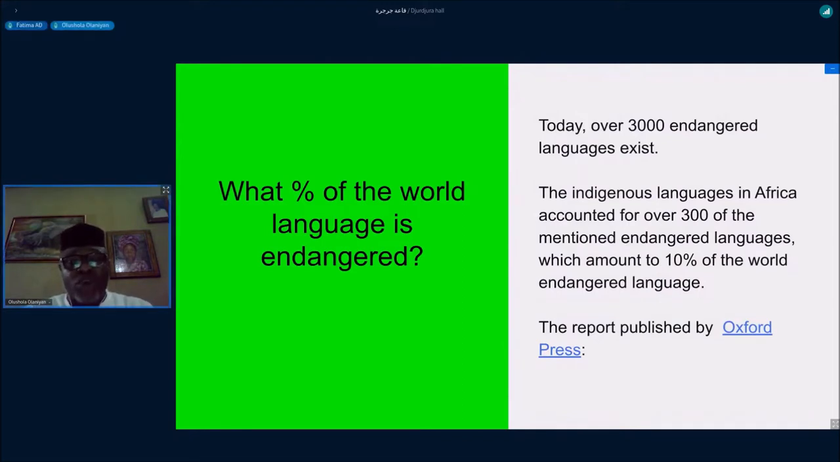We need to ask ourselves, what percentage of the world language is endangered? According to the research made, over 3,000 endangered languages exist across the globe. Unfortunately, 10% of this figure belongs to Africa. It shows that we are seriously at the edge of being taken out if we allow our language to go into extinction. So this presentation will show us how far we have gone, what we can do, and what series of Wikimedia projects are doing in preserving language across the globe.